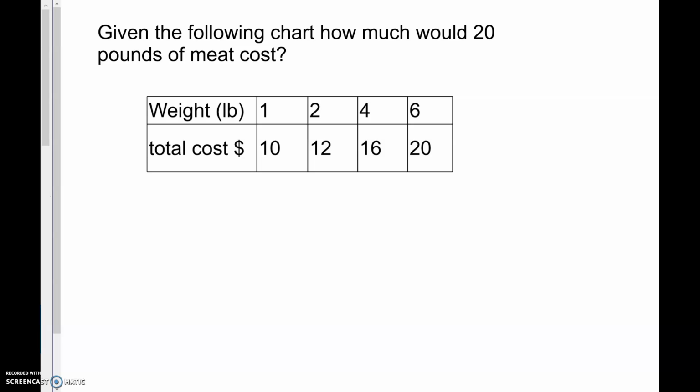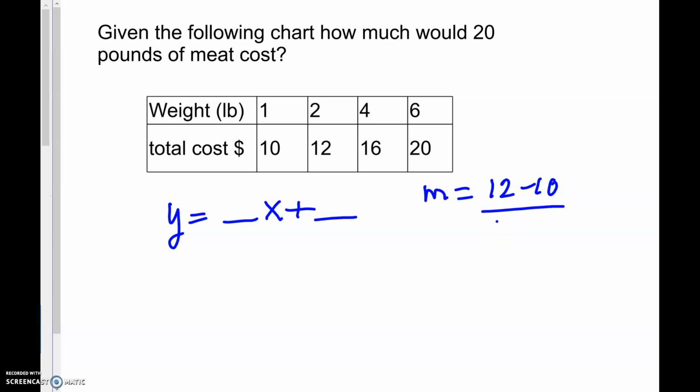All right, so they want to know, given the following chart, how much would 20 pounds cost? Well, I like to write an equation and then I like to fill in that equation with my number. Okay, so I'm going to find slope by taking two ordered pairs. So I'm going to do 12 minus 10 and 2 minus 1. 12 minus 10 is 2. 2 divided by 1, so I get my slope to be 2.